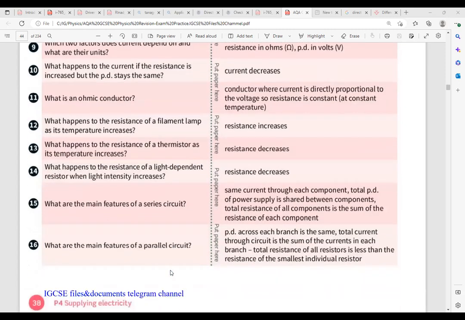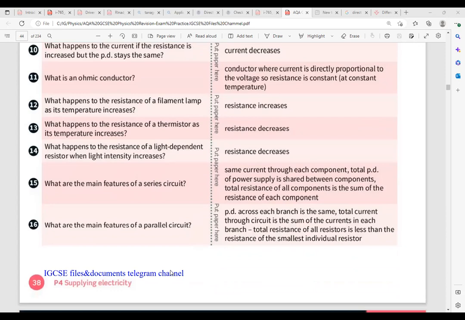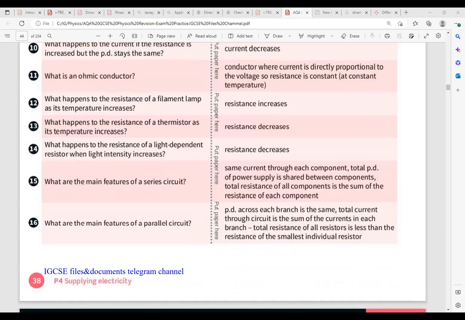What are the main features of series? I'm going to explain to you what a series circuit and a parallel circuit are. I have to explain first before doing this.